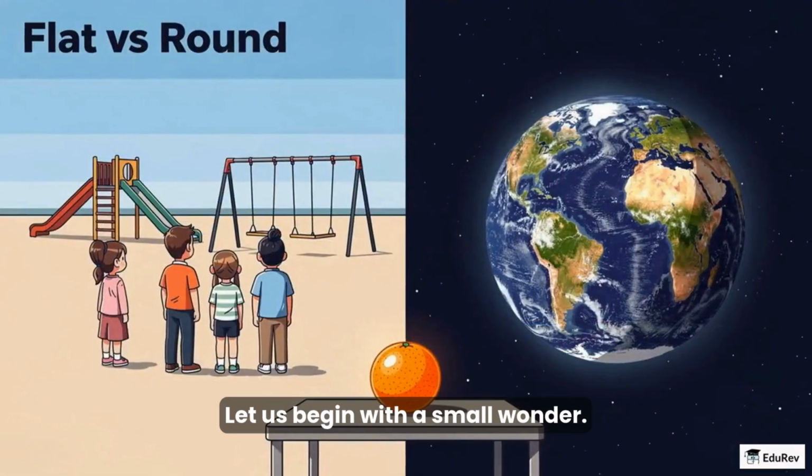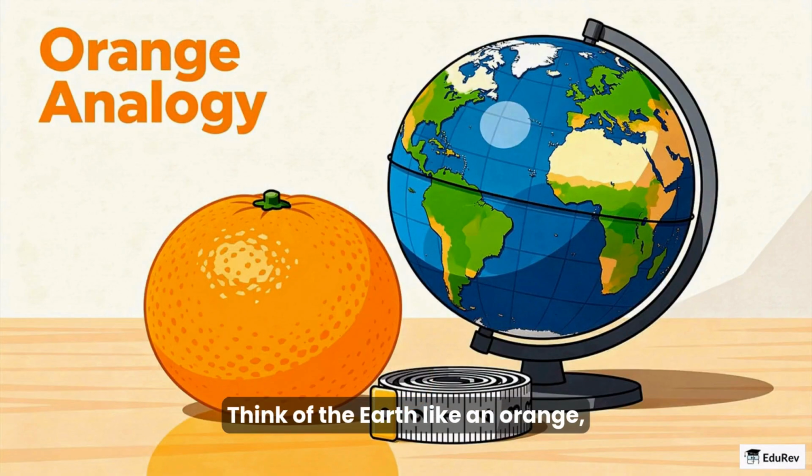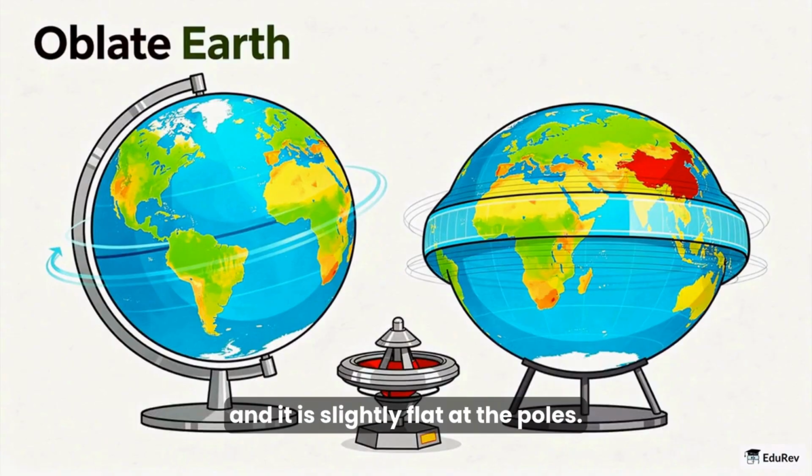Let us begin with a small wonder. From the ground, the Earth looks flat, but from space, it looks round. Think of the Earth like an orange, mostly round, but a little squashed at the top and bottom. This squashed shape happens because the Earth spins, and it is slightly flat at the poles.